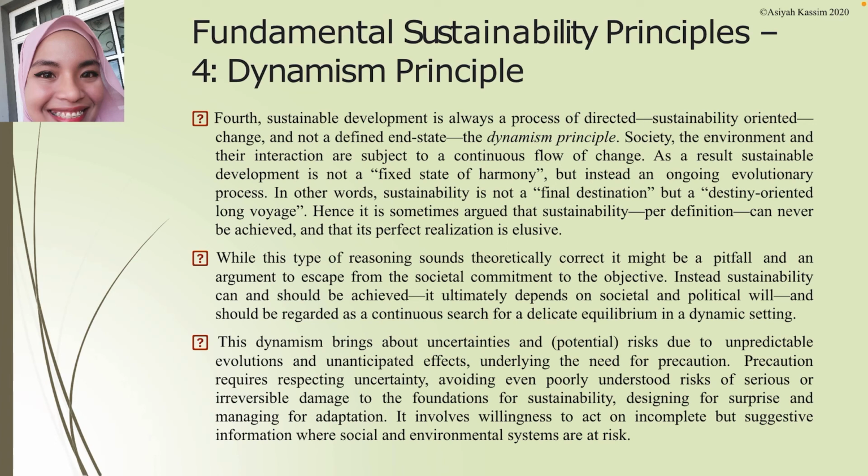So this dynamism brings about uncertainty, sebab kita tak boleh nak predict pun what will happen to us in the next 5 years, 10 years, 30 years, 50 years onwards, and the risk is due to the unpredictable evolutions. So therefore, precaution needs to be taken. So precaution requires respecting the uncertainty. You need to avoid even poorly understood risk. Maksudnya janganlah, in the future nanti you jadi policy maker yang akan membuat polisi tentang environmental di Malaysia, you janganlah ambil mudah, pandang enteng dan juga pandang ringan.